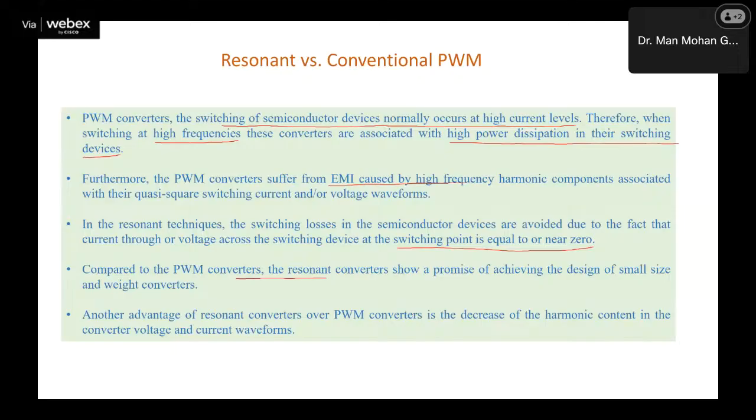Compared to the PWM converter, the resonant converter shows a promise of achieving the design of small size and weight converters. That's the target. Another advantage of resonant converters over PWM converter is decrease of harmonic content in the converter voltage and current waveforms.